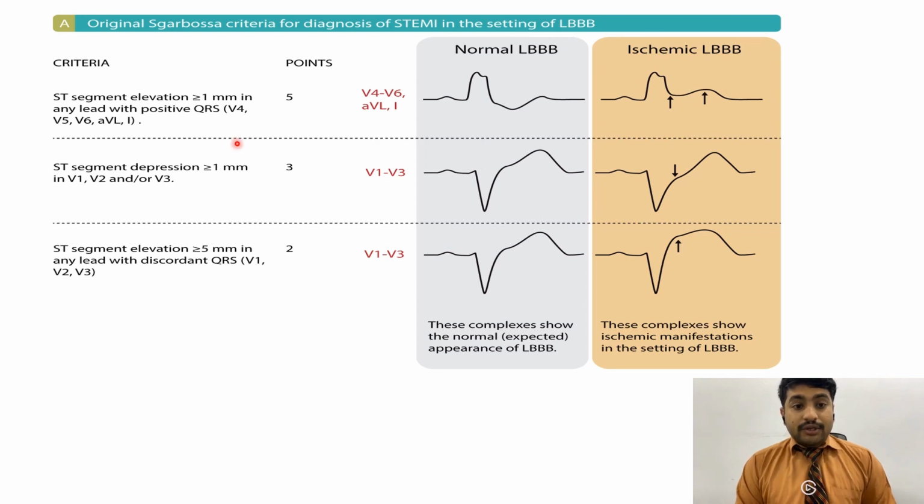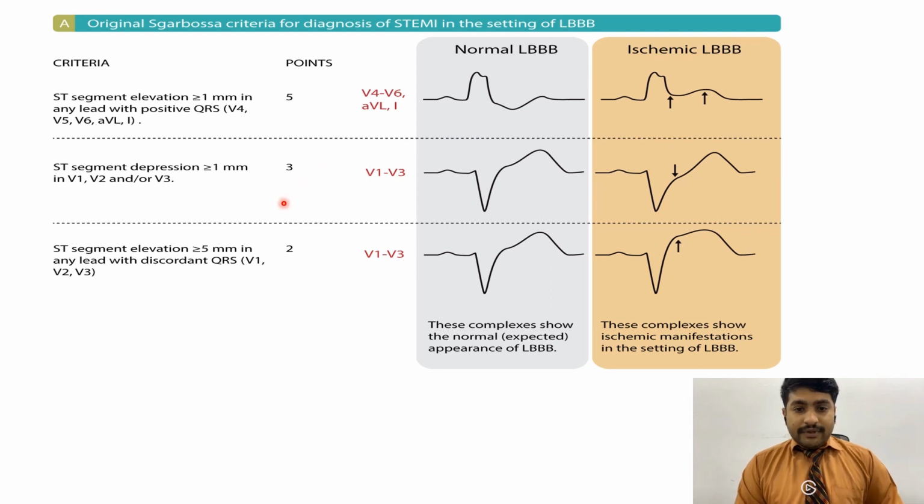Alright. So the concordant ST segment elevation of more than 1 mm is significant. Alright, they will get 5 points. So what are those leads in left bundle branch block that have positive QRS complexes? Those are our left precordial leads V4, V5, V6, 1 and aVL.